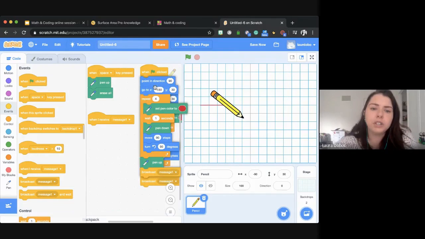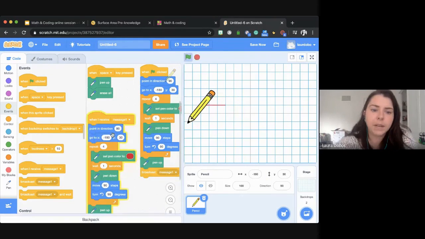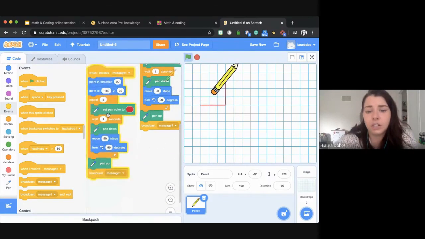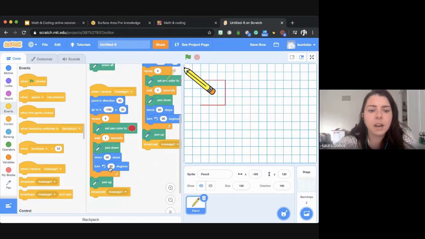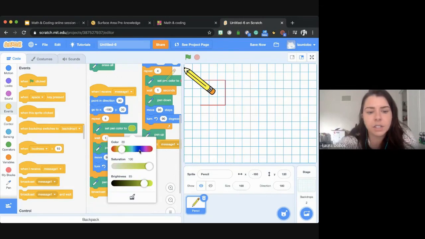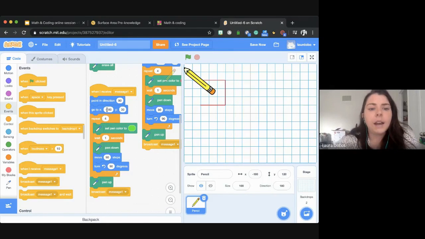So I'm now going to duplicate my code because again, I just want to draw another square. It's just going to be in a different location. So I'm not going to change the steps. I'm not going to change the degrees. I am going to change the pen color just because that's my preference. You don't have to. And I'm going to change where it starts. This time though, I want to make sure that it starts here in this corner because I need my squares to be connected so that I can make my net.